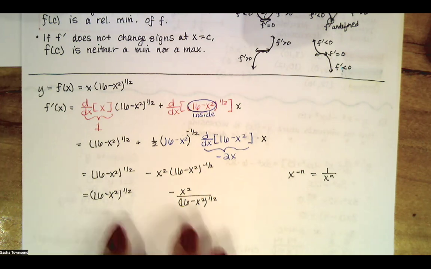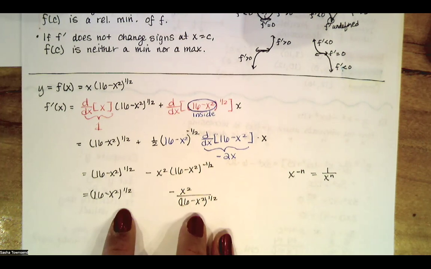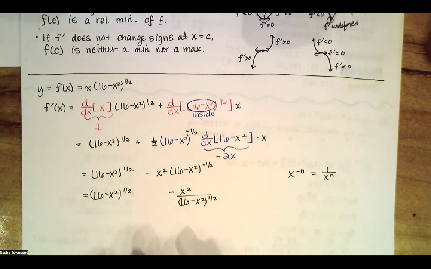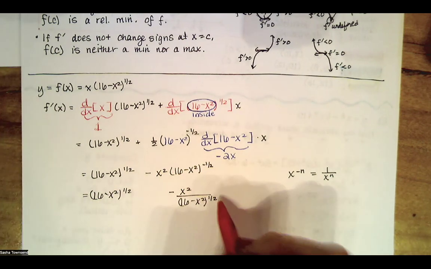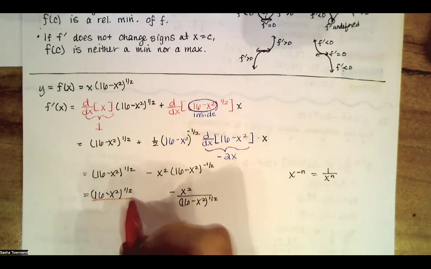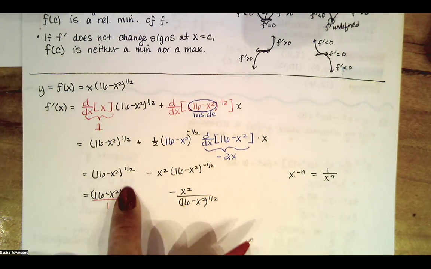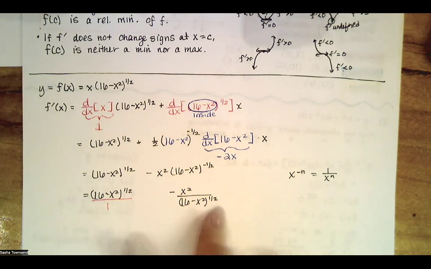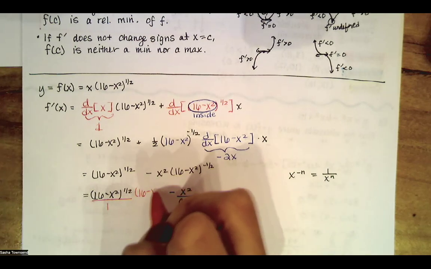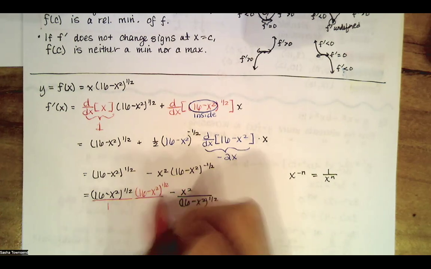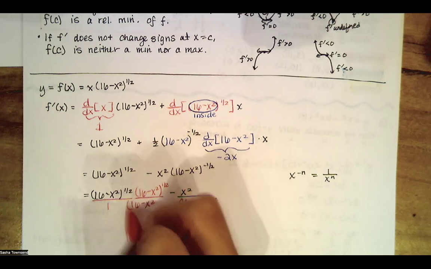Now, in order to find the x values that cause this to be 0, it's best to get a common denominator. Since this denominator is 1, an implied 1, and this denominator is this, we're going to multiply the numerator and denominator of this expression by this. The least common denominator is just the only denominator that we have. So multiply by 16 minus x squared to the 1/2, divided by 16 minus x squared to the 1/2.